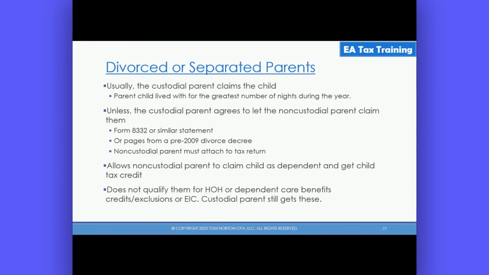However, it does not qualify them for head of household status or to take the dependent care benefit credit or exclusions or for the earned income credit. The custodial parent still gets all of those things. The only thing the non custodial parent gets in this case is the child tax credit. And we'll talk more about all of those things in later videos.